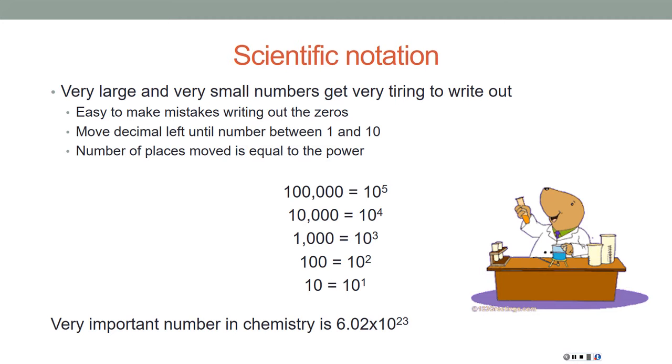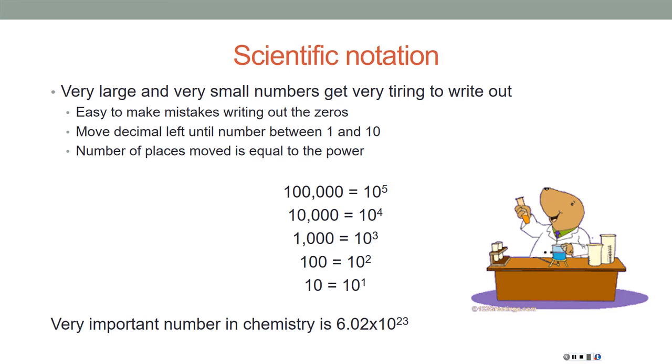If, on the other hand, you have something like 0.0032, then in this case, we're going to move 1, 2, 3 positions. And this is going to become 3.2 times 10, and this time we move to the right instead of the left, so it's going to be a negative 3. And we can double check that the negative is right, because this is smaller than 1.